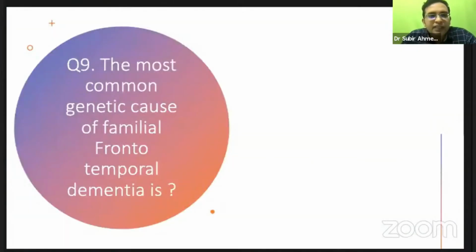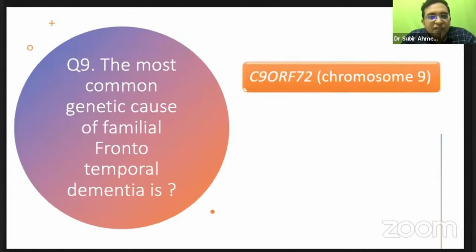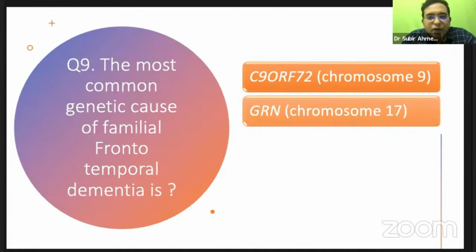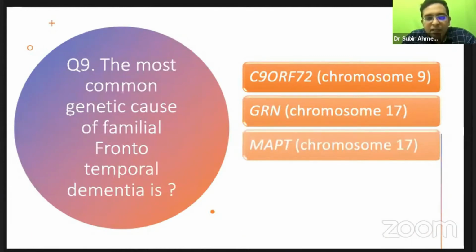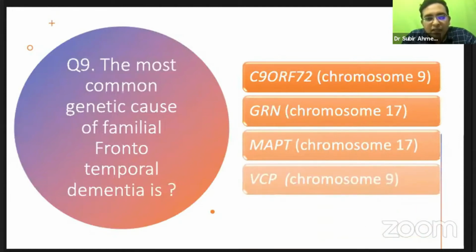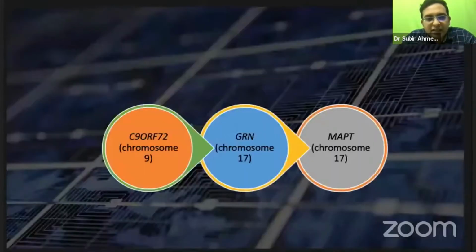The most common genetic cause, as we have seen in Alzheimer's disease, where we had many genetic causes. So in familial frontotemporal dementia also, we have many genetic causes. So which is the most common genetic cause of familial frontotemporal dementia? Is it C9orf? GRN is progranulin. MAPT is microtubule associated protein tau, then valosin-containing protein, etc.